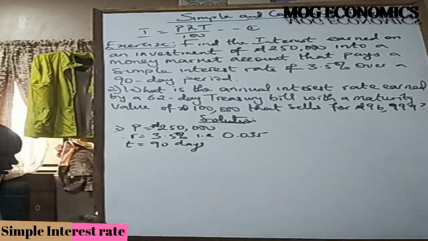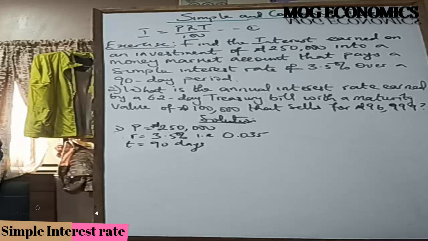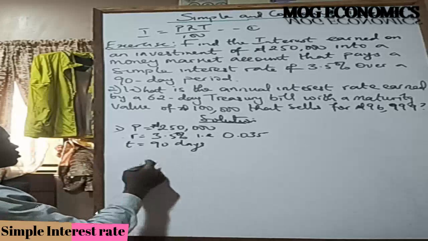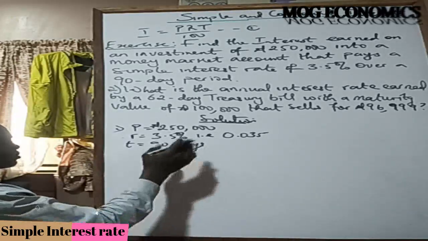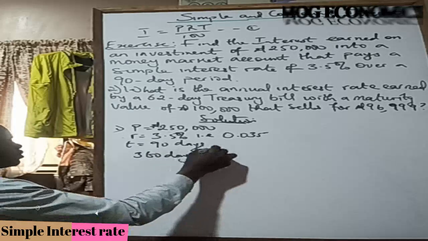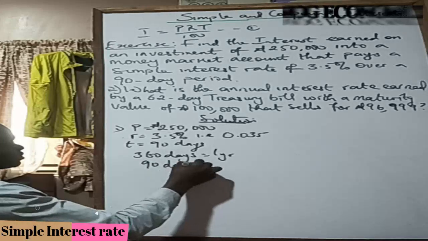So which means you must convert this to years. Normally I shouldn't be solving that because it's easy, but let me just show people that prefer to do things step by step. 360 days equals 1 year. So 90 days equals how many years? Some already know the answer.